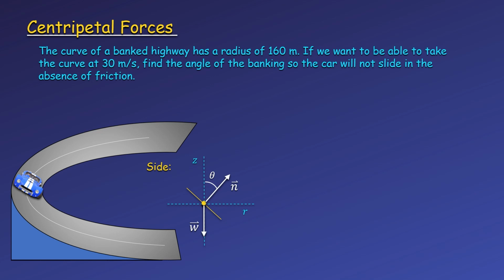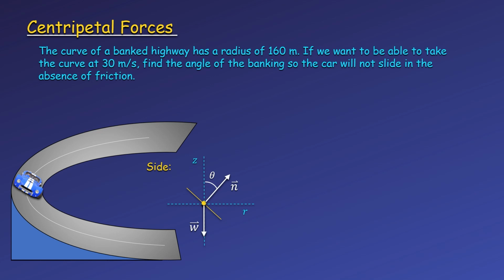Notice the angle of the banking is the angle between the normal force and the vertical, not the horizontal. On a flat road, the normal force would align with the vertical, perpendicular to the surface. Since we rotated the surface of the road by an angle theta, we also rotated the normal force by the same angle from the vertical where it was.